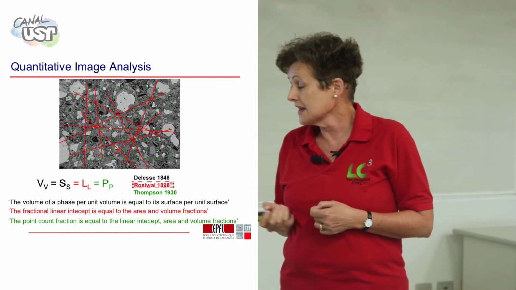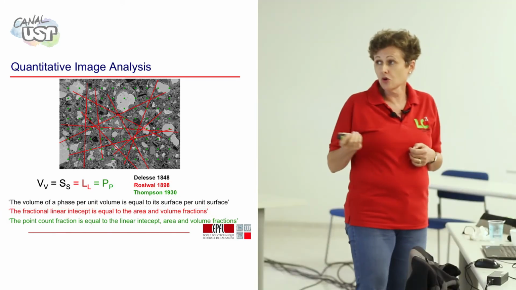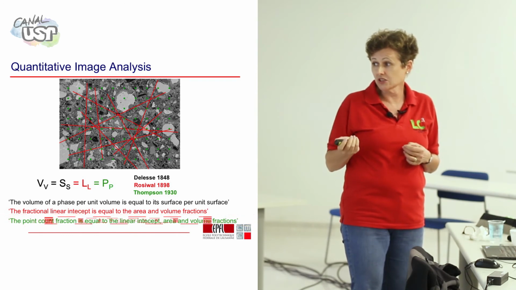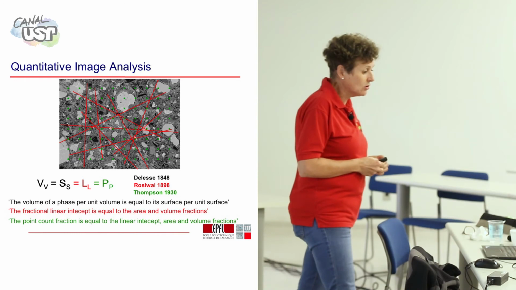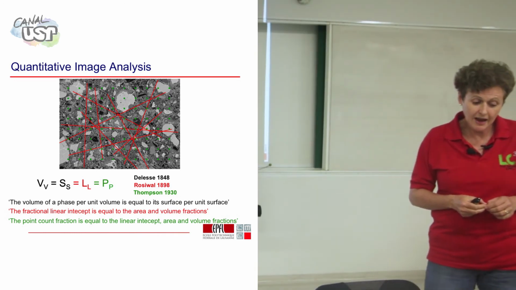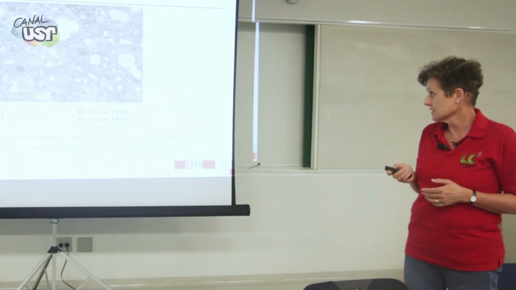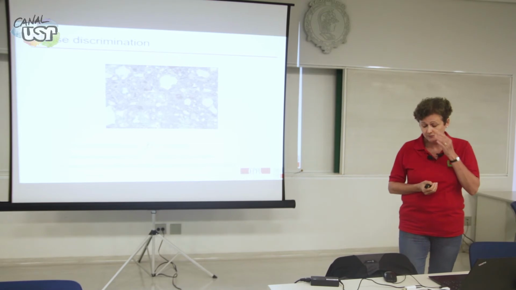This was proved in 1898. And you can also look at point fraction. So point counting is still used on optical micrographs of clinker, and it works very well for this reason. So you can measure the area fraction on a surface. It's the same as the volume fraction.